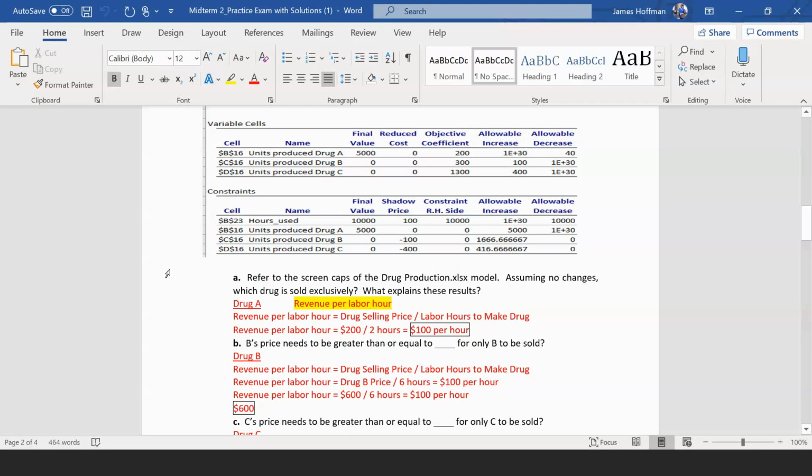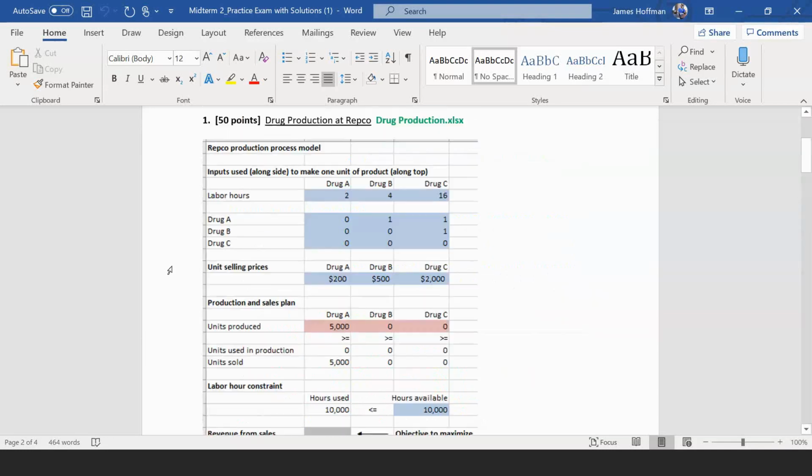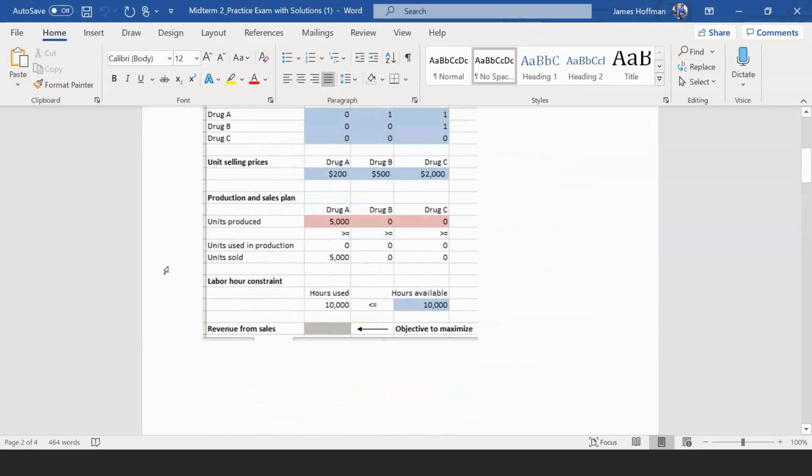Okay, so question A is: refer to the screen caps of the drug production problem or model, and assuming no changes, which drug is sold exclusively? Okay, so you guys have done this before as a practice problem, so just look up at the screen cap.